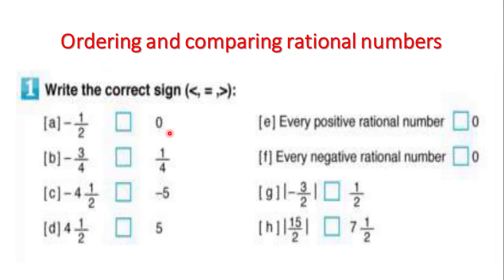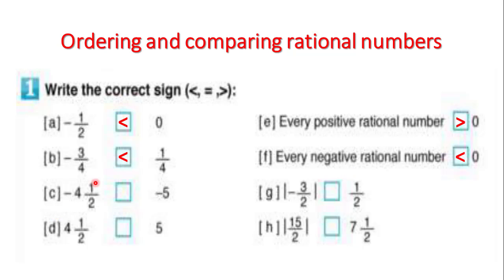We said before in primary 6 that all the negative numbers are less than 0. So here I'll choose less than. The next one, every positive rational number is, of course, greater than 0. B, I have negative number and positive number, so the positive number is greater. Every negative rational number, negative, so less than 0.